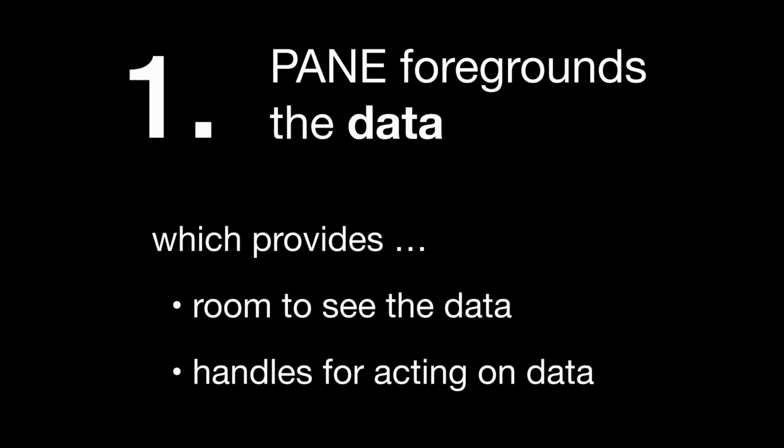So Pane foregrounds the data. When you foreground the data, you get the room you need to see the data. You also get handles for acting directly on the data. Pane has begun to explore this with the extract fields operation, and there's a lot more to push on in that direction. One other difference between Pane and patch-based environments has to do with layout and structure. Here, again, the difference comes down to the underlying metaphors that these systems are based on.